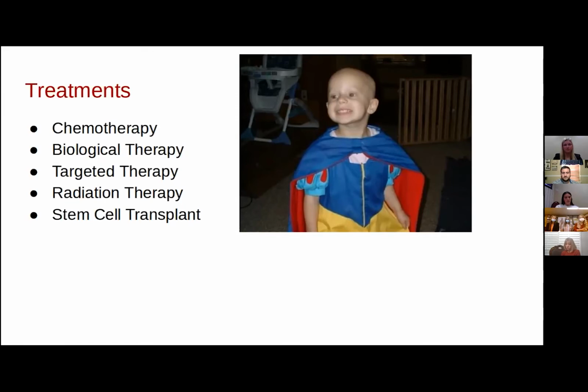Another side effect I have today is that I have to get my ears checked quite often because the chemotherapy can affect the fine nerve endings inside your ear.